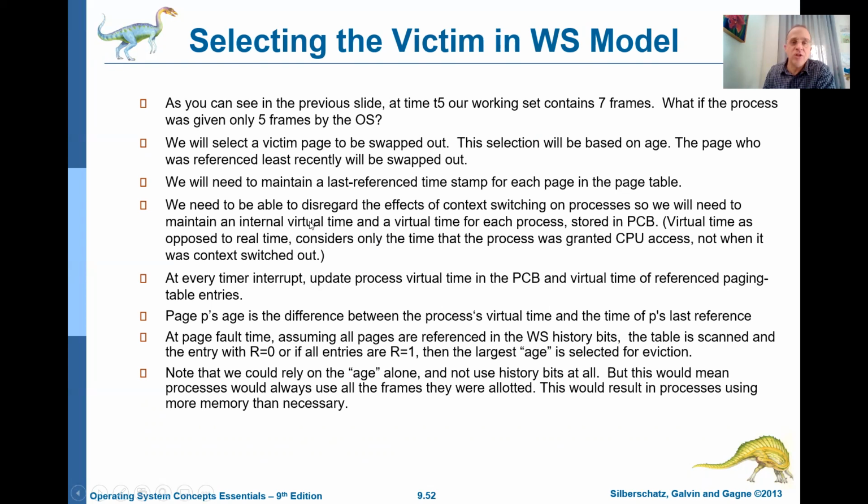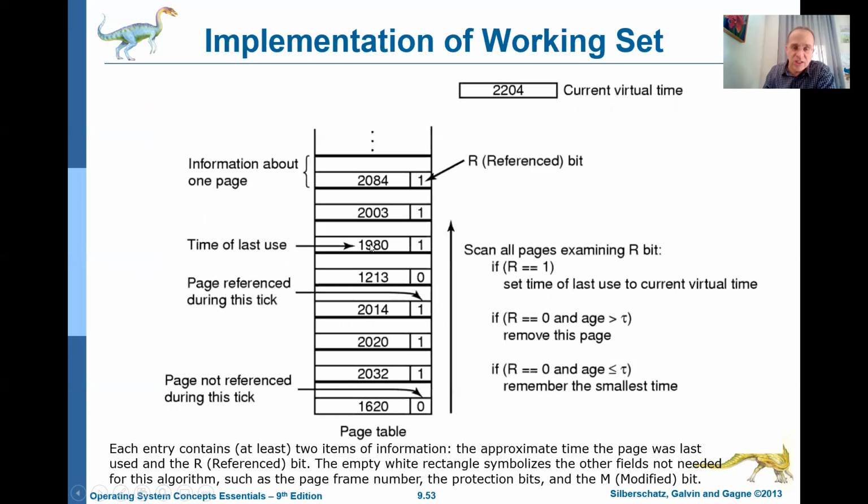So we'll need to maintain an internal virtual time and a virtual time for each process stored in the process control block. Virtual time, as opposed to real time, considers only the time the process was granted CPU access, not when it was context switched out. At every timer interrupt, we'll update the process's virtual time in the process control block and the virtual time of the reference page table entry. So that's what I'm showing you here. This actually is a timestamp.